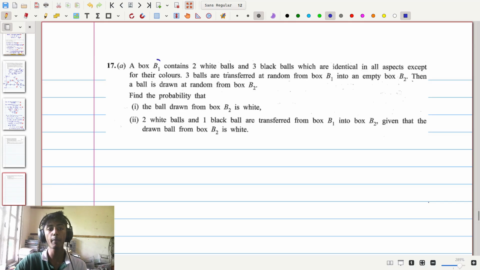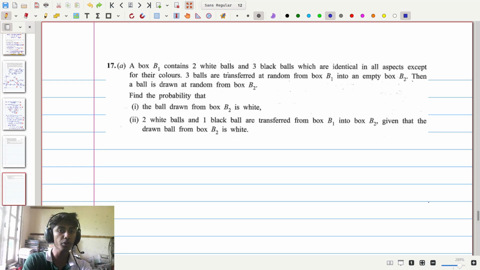The question says, a box B1 contains 2 white balls and 3 black balls which are identical in all aspects except for their colors. It then says, 3 balls in total are transferred at random from box B1 into an empty box B2, and then a ball is drawn at random from the box B2. Given this, the question asks us to first find the probability that the ball drawn from the box B2 is white in color, and second, to find the probability that 2 white balls and 1 black ball were transferred from box B1 into box B2, given that we know that the final ball drawn from box B2 is white in color.